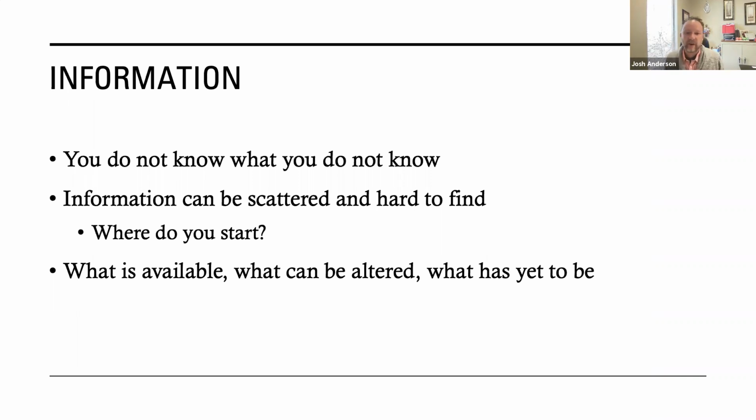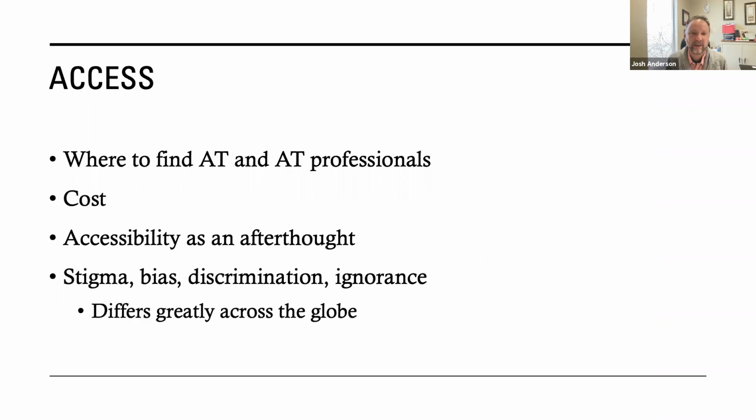Information can be scattered, very hard to find. Where do I start? What's available? What can I alter? What isn't even out there? And if it isn't out there, who the heck do I talk to try to get it made? The other main barrier to AT is access. Where do I find assistive technology? Where do I find people that know about assistive technology? The cost can be astronomical sometimes.